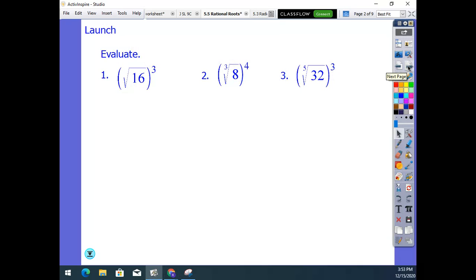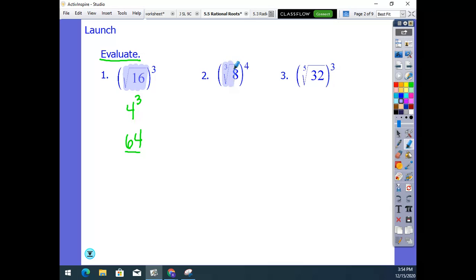All right, so if you're using your square card, actually, you don't even need it. Hopefully, you don't need it for this. If we work inside the parentheses, the square root of 16 is 4. And if you use your square card, find 4 along here, go over to the cube column, 4 to the third is 64. So evaluate means we're finding the final answer that represents each of these situations.